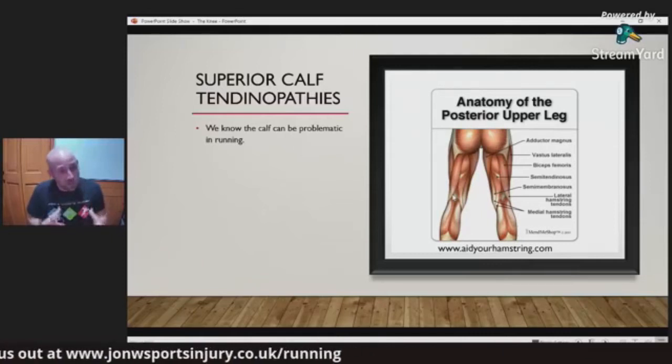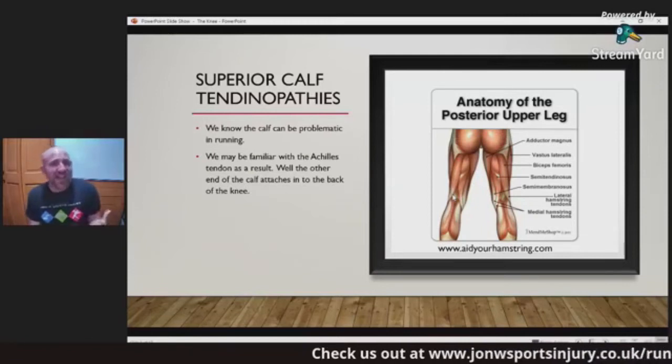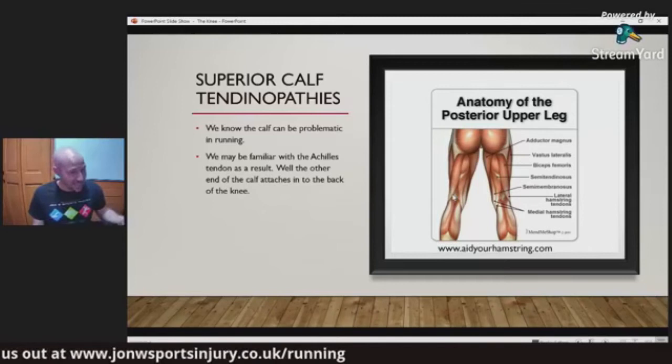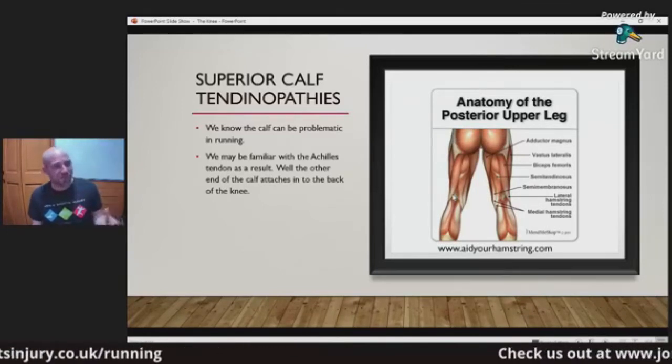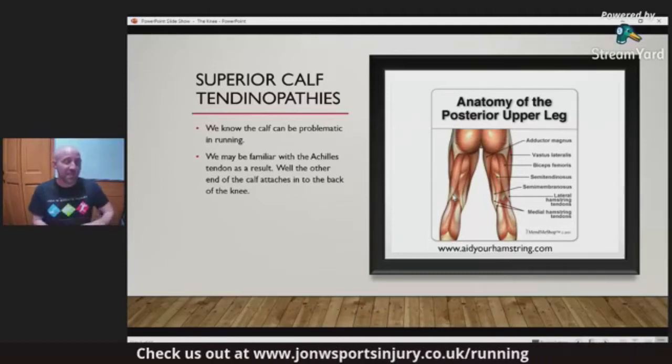Now, if that muscle becomes too tight, it can pull at its tendons. We might be familiar with this with the Achilles tendon, for example. So you might be familiar with the fact that the Achilles tendon attaches into your heel, and that uses the calf muscle. So if you've got an Achilles problem, we want to address the calf. But it might well be the same for its other tendon.